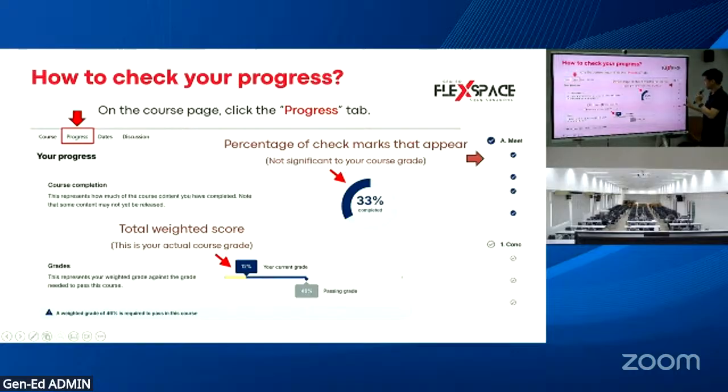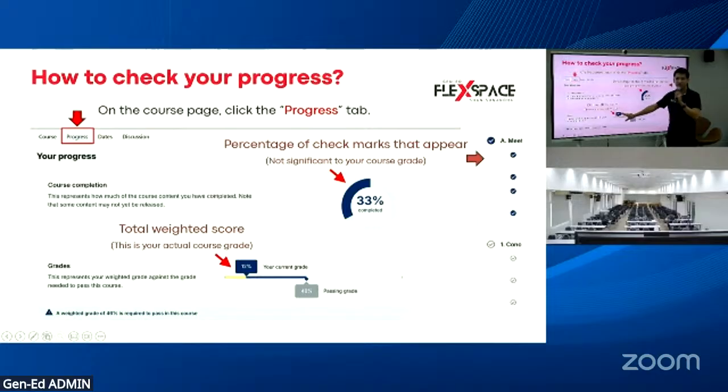However, it does not accurately tell your progress because I found that some pages have some specific criteria to give you a check mark. And some students are very frustrated because whatever they try, they don't get a check mark. Have no worry about that because the check marks are not significant to your course grade. So forget about this percentage here. It's about how many check marks appear on the course page. Even though you have some missing check marks, it does not reflect on your course grade.